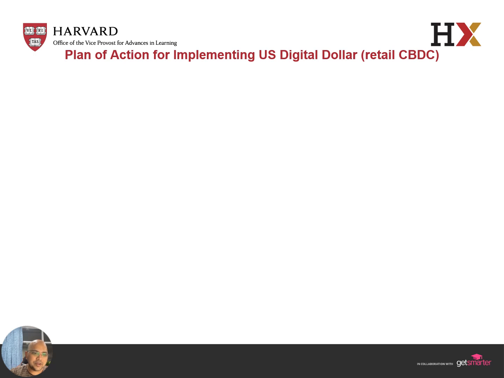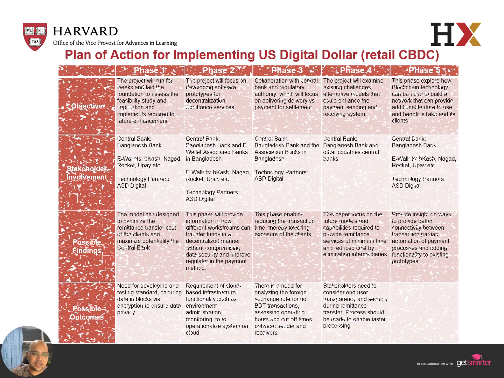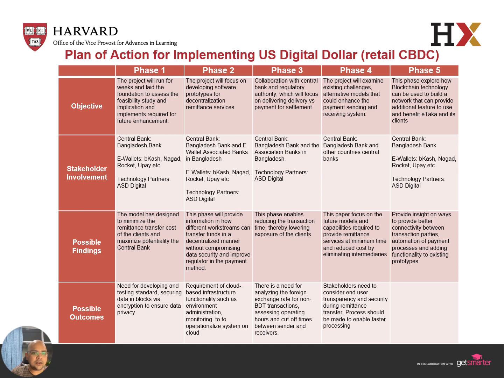Now we come to our main slide, actually, the plan of action for implementing the US digital dollar retail CBDC. Here I have planned 5 phases to implement the CBDC, and for every phase there is an objective, stakeholder involvement, possible findings and possible outcomes. Because this is yet to be implemented, it's just a brainchild, so I put the possible findings and possible outcomes, which we can use to measure the risk and mitigate the risk as well.